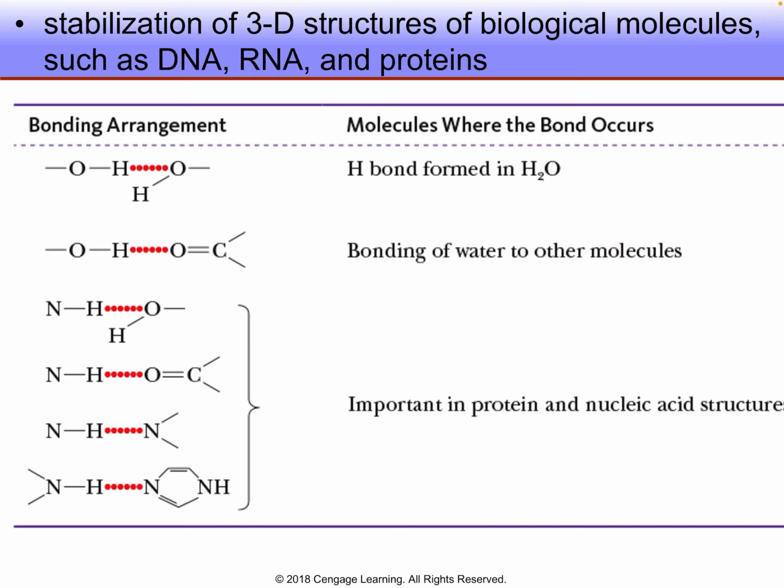So these are types of hydrogen bonds that are important. So here we have a carbonyl oxygen hydrogen bound to an NH group. That's important in secondary structure in proteins, and it's also important in base pairing in DNA and nucleic acids.